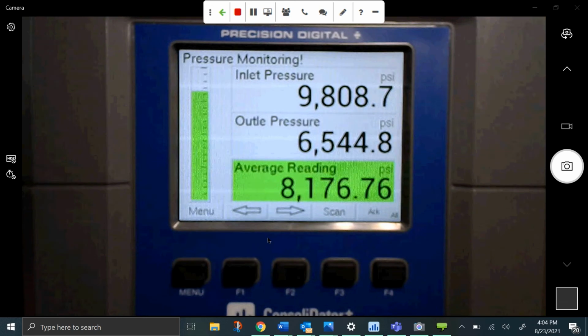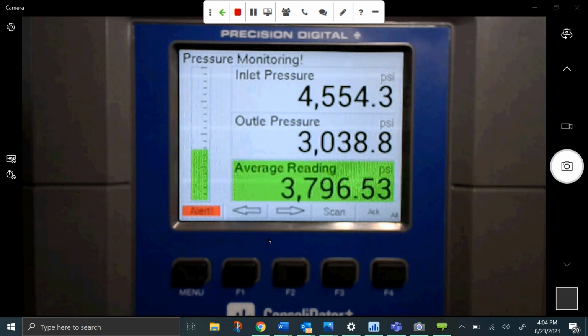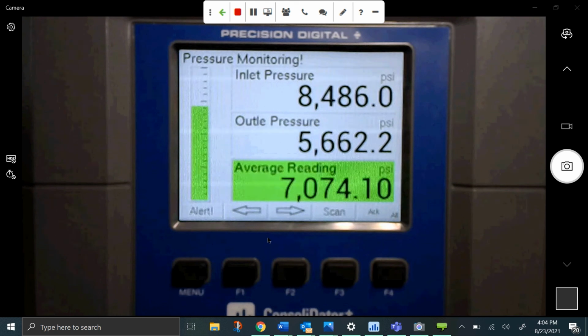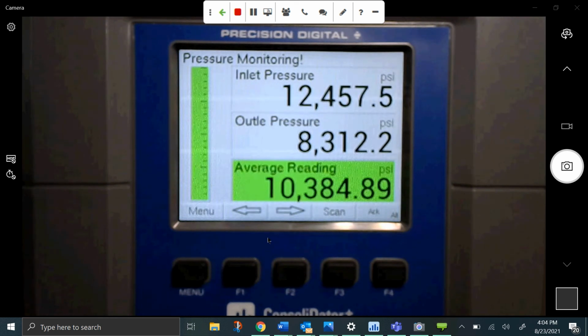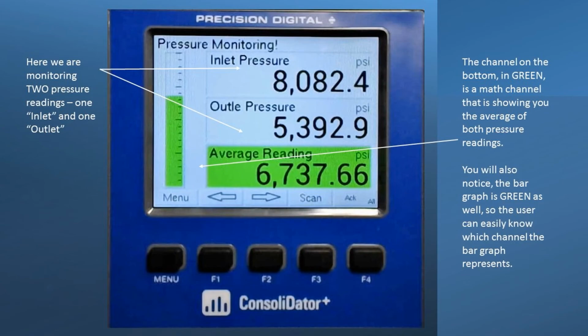So here we see the same thing you just saw on that slide. The numbers are almost exactly the same, except as I turn my current down, you see the numbers are going down. And we have the average reading as well. That's pretty much it. That's the pressure monitoring screen. Again, just a great way to show you that we can do math functions with this view.